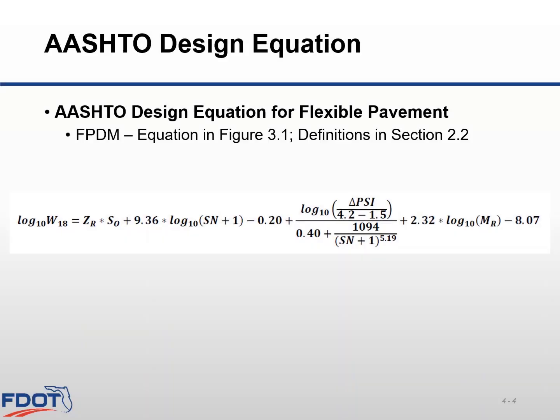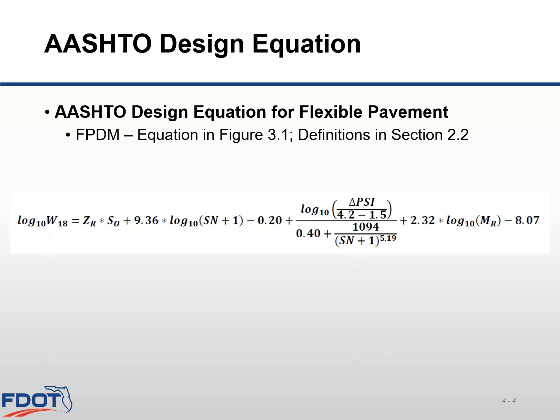Here is the 1993 AASHTO design equation for flexible pavement. This is the resulting equation from the AASHTO road test from the 1950s. If you read the AASHTO Guide for Design of Pavement Structures, it tells you that there are two important factors to consider with this equation.